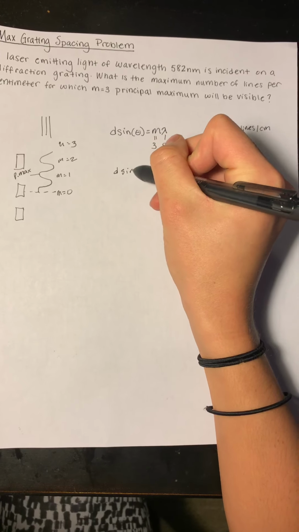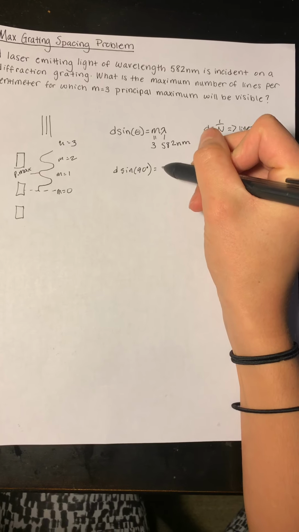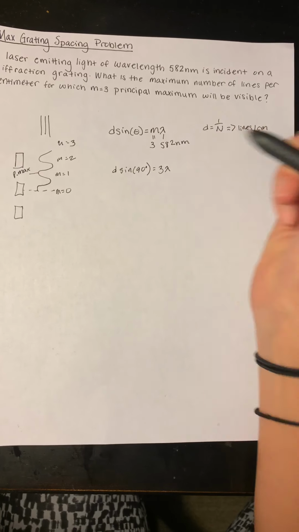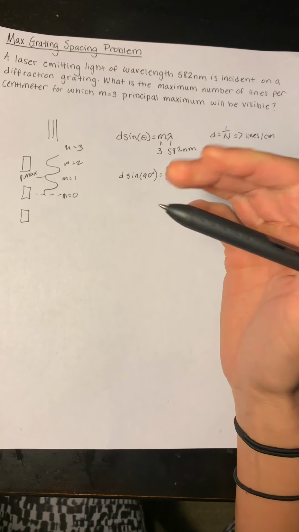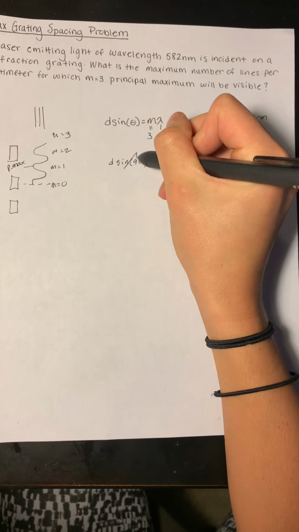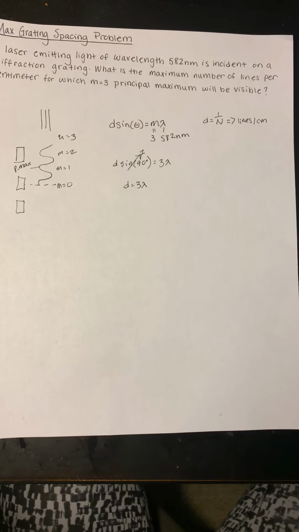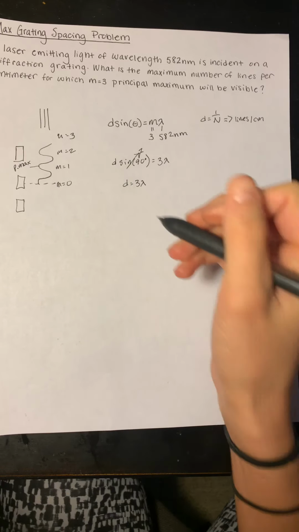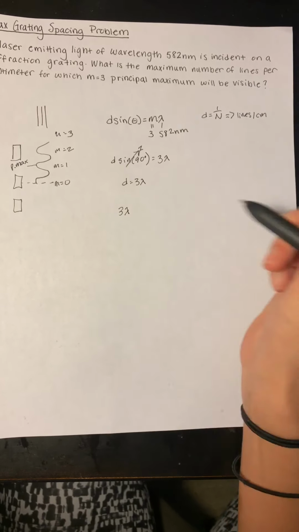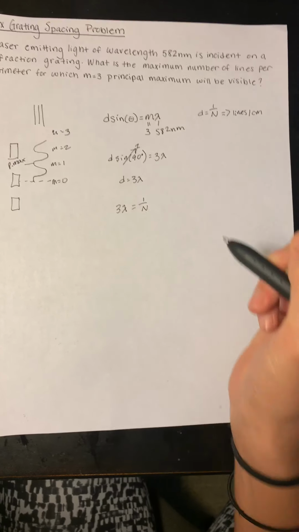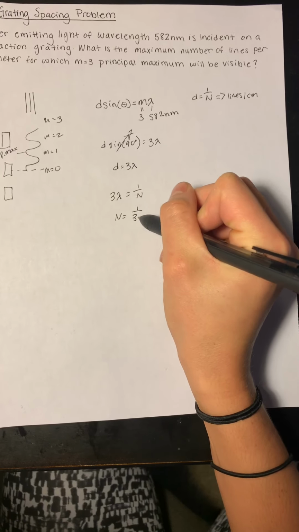we can use sine of 90 so that all our waves are in phase, equals 3 wavelength. So with this, sine 90 goes to 1, and we get d equals 3 times the wavelength. And with this formula, we have 3 wavelength equals 1 over n. If you do a little bit of algebra, you end up getting n equals 1 over 3 times the wavelength.